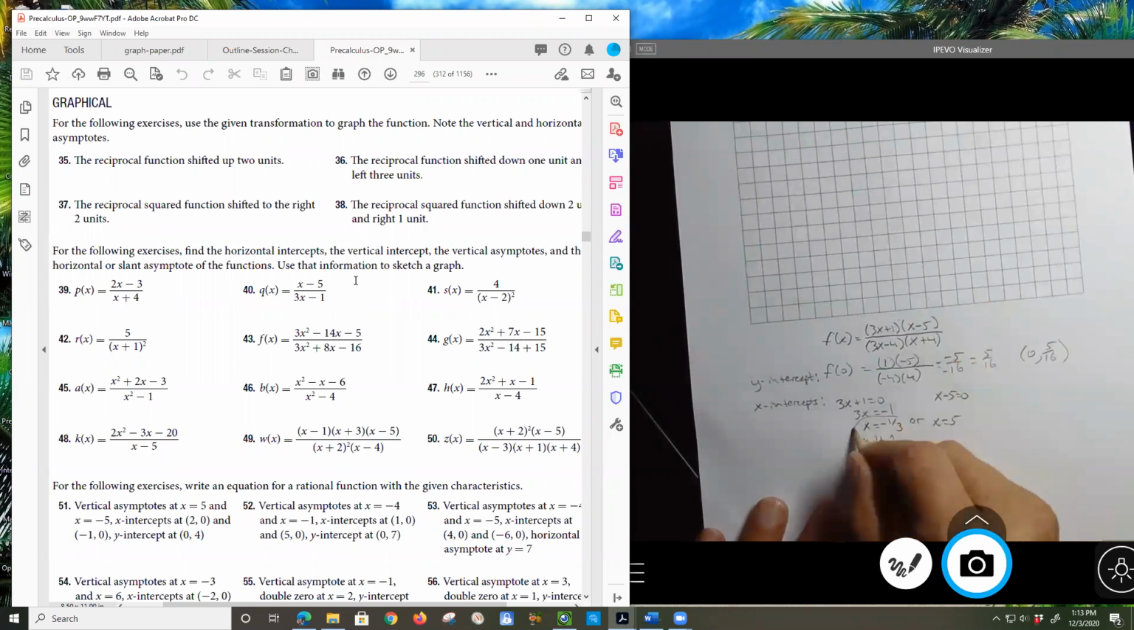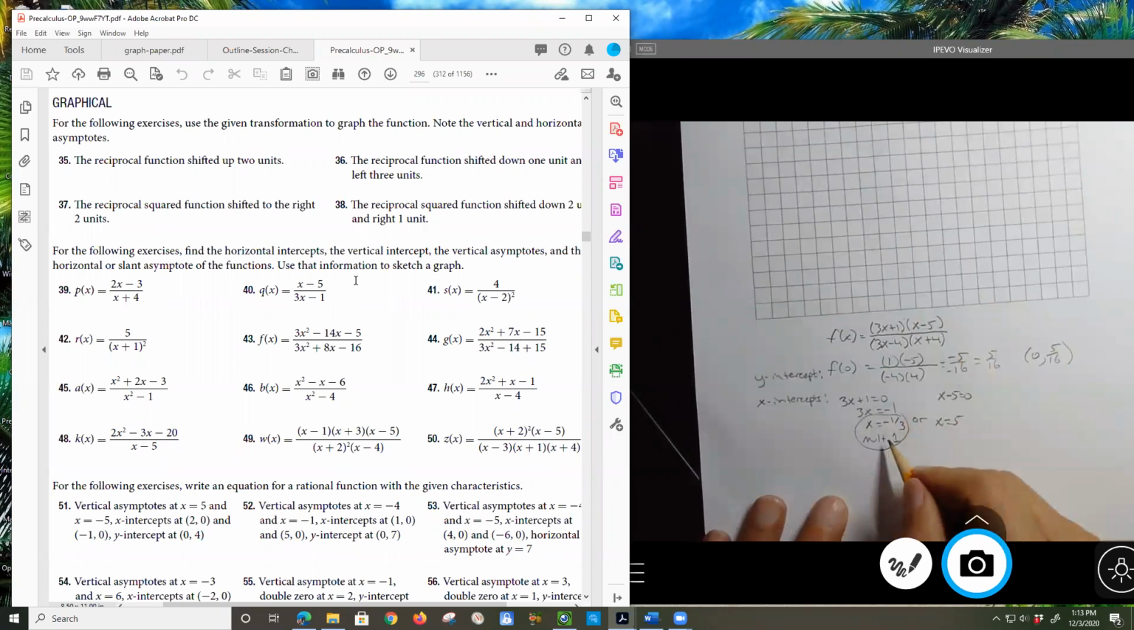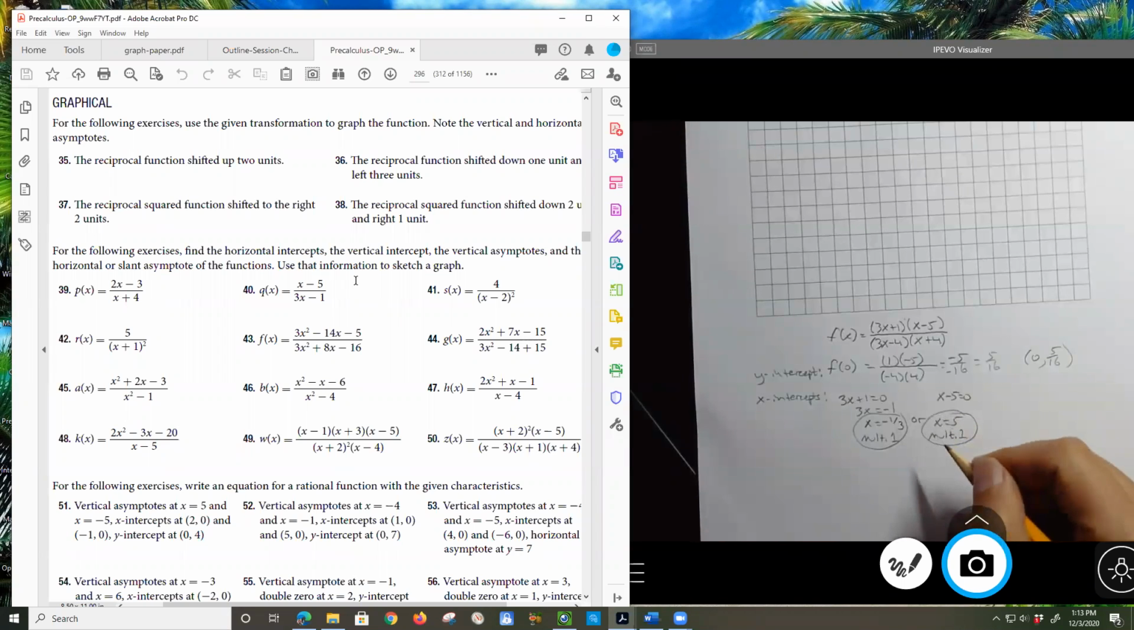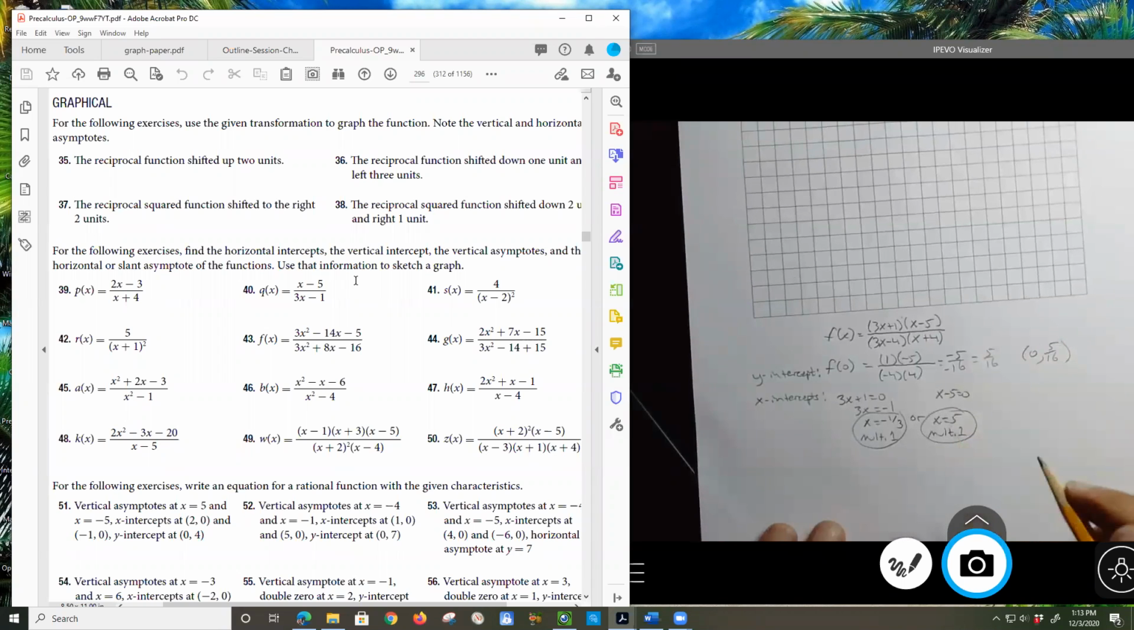And once again, why am I keeping track of the multiplicity of x-intercepts? Because I want to know, is it going to just shoot right through the x-axis, or is it going to bounce on the x-axis? We need to know that. So both of these are going to cut right through the x-axis. They're not going to bounce. So that's why that's important to know.